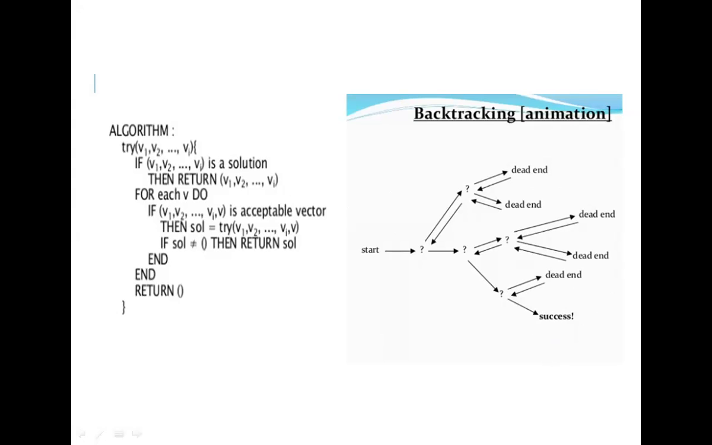So this is backtracking. The algorithm is to try all vertices. So V1, V2, these are some vertices, V1 to Vi. If a solution is found from V1 to Vi, then return the solution. What is the path we return there? Otherwise, you have to move from V1 to V2, or Vi to V, in different ways. Then if the solution is found, return the solution. Otherwise, return that the solution is not found.